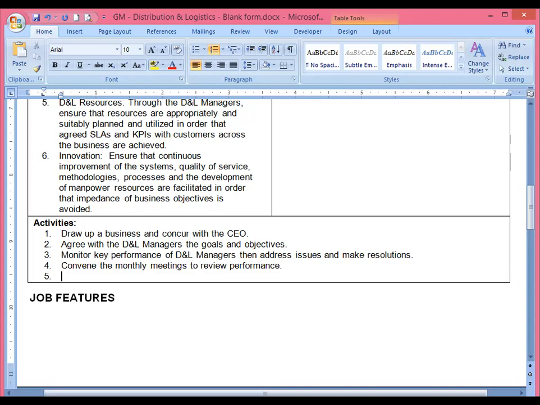Maybe we can say through the DNL managers, carry out financial budget planning.